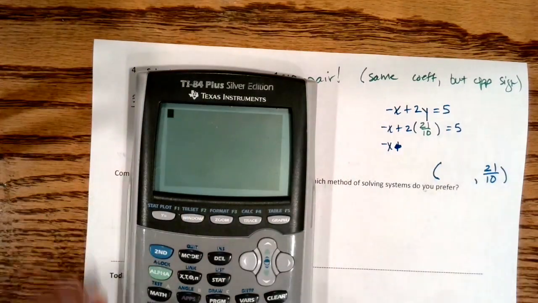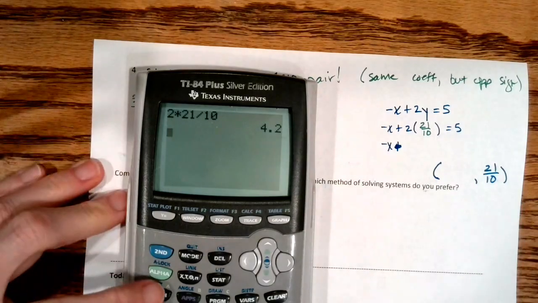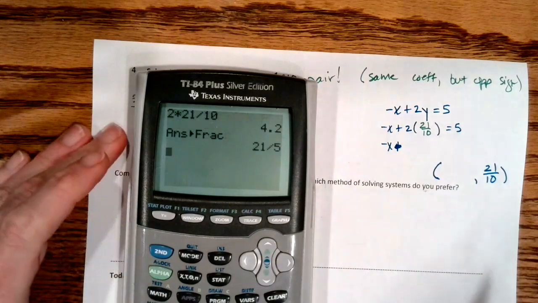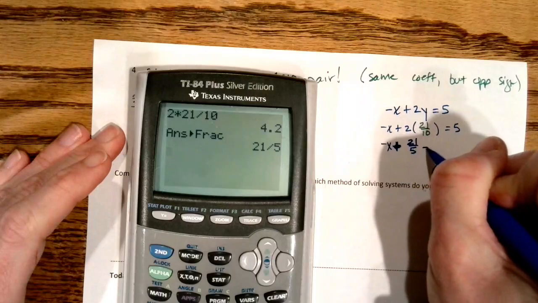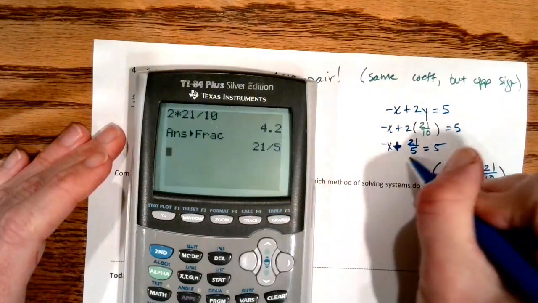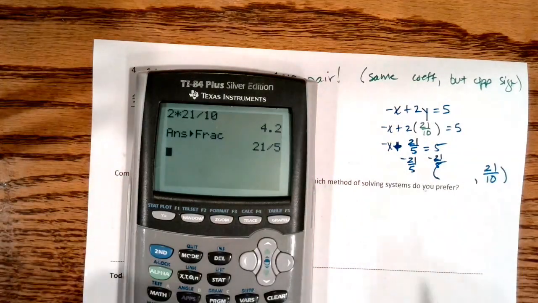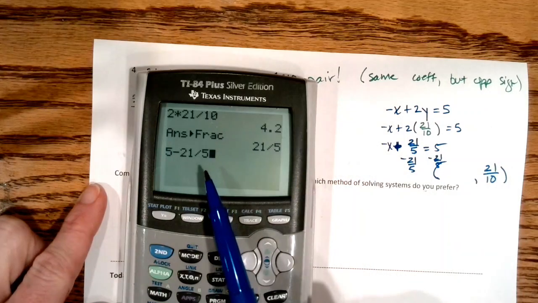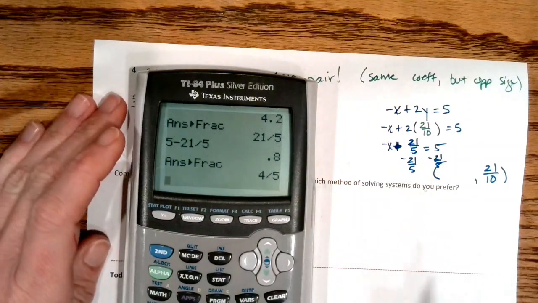So what you can do here is 2 times 21 divided by 10. It gives you a decimal, 4.2. You can go ahead and turn it back into a fraction by calling that x plus 21 fifths is equal to 5. Now I need to subtract 21 fifths from each side. So I get 5 minus 21 divided by 5. Order of operations is going to do this first and then subtract it from 5. So I do math frac and I get 4 fifths as an answer.